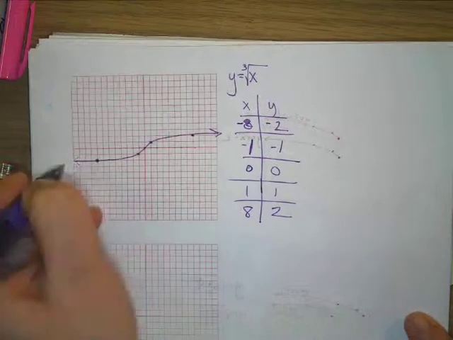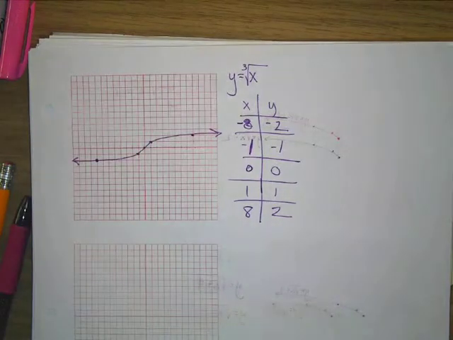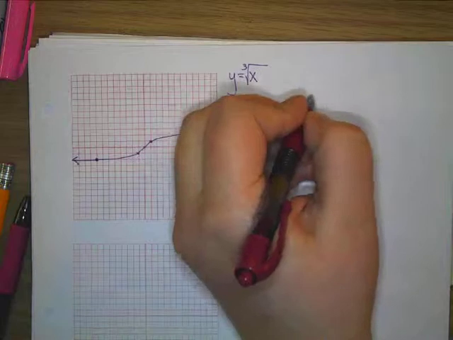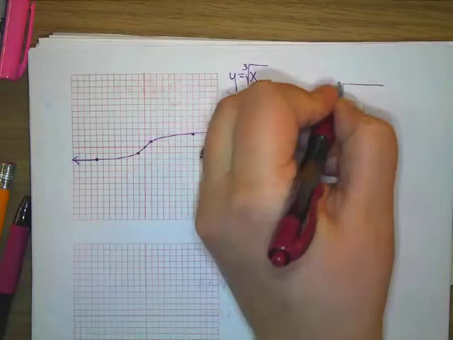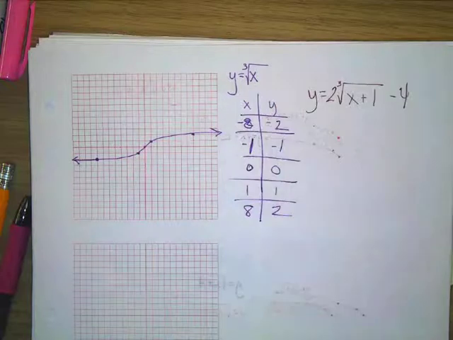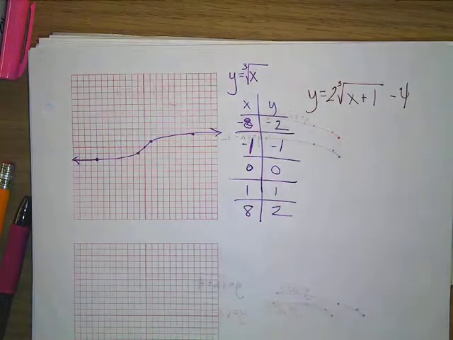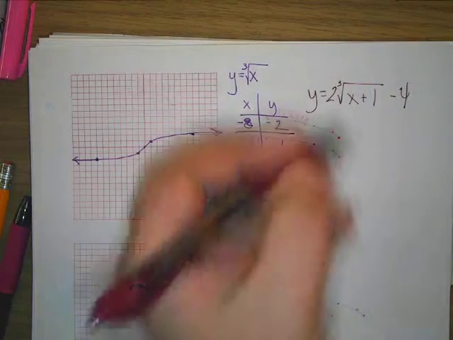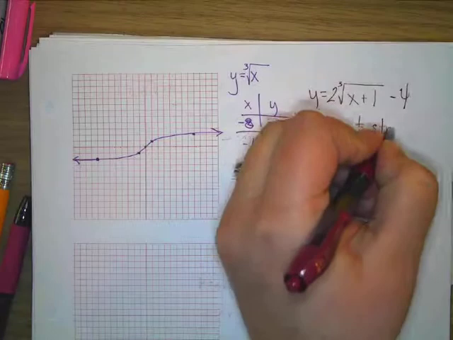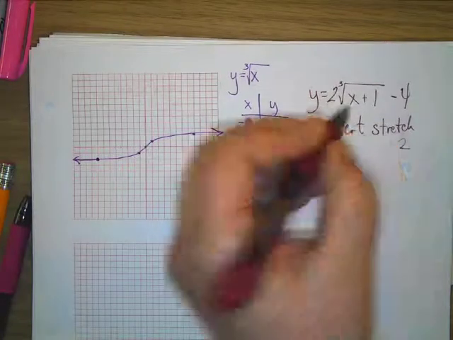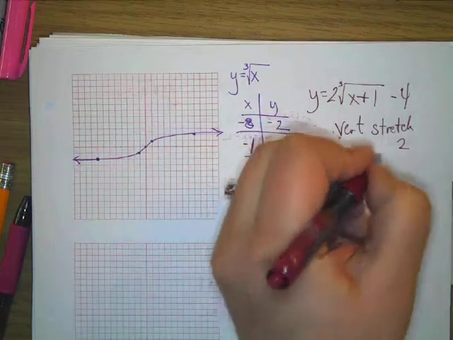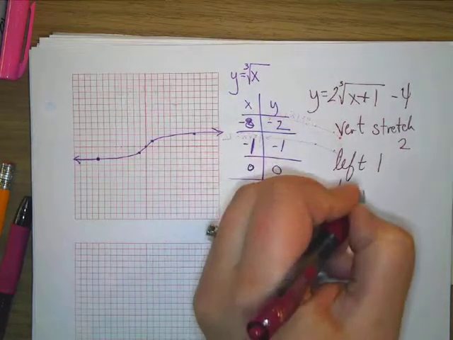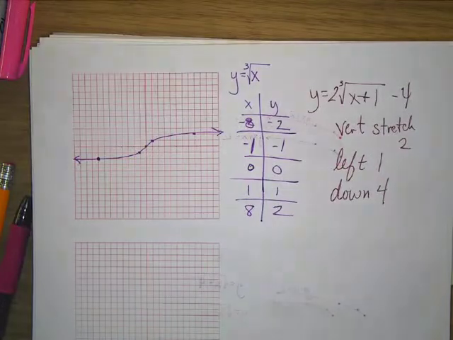So it kind of looks like the cubic function just laying down, right? Okay, so that's the parent function. That's what a cube root looks like. Because now we're going to move it. So now we're going to change it. So what's the two out front do? Stretches your y value. Vertical stretch, with the y values of 2. What's the plus 1 on the inside? Left 1. And the minus 4? Down 4.